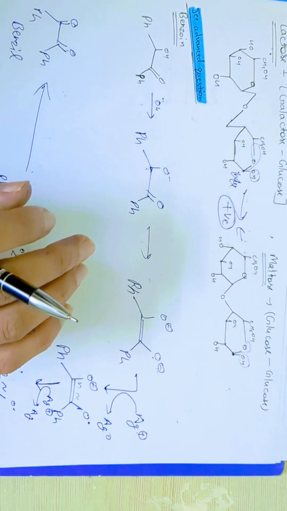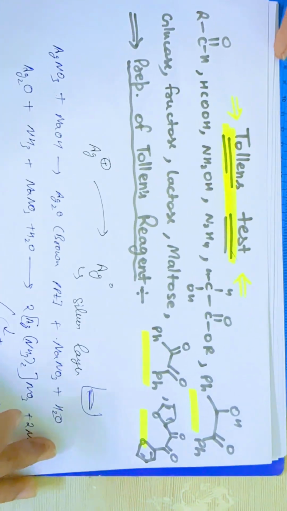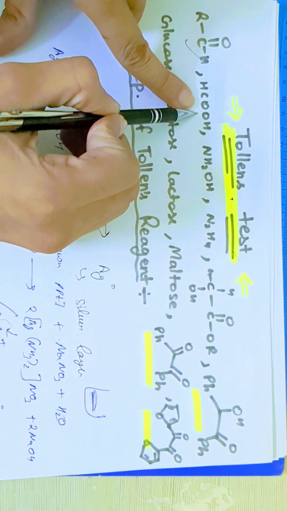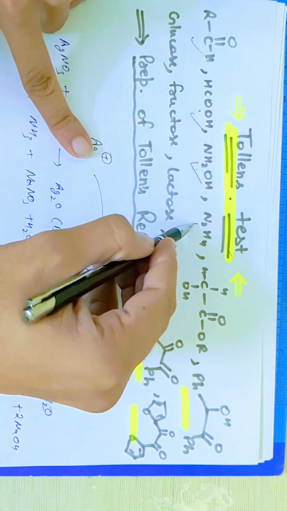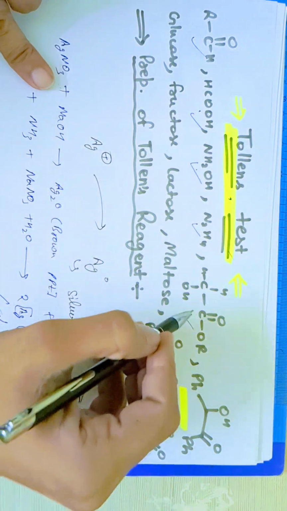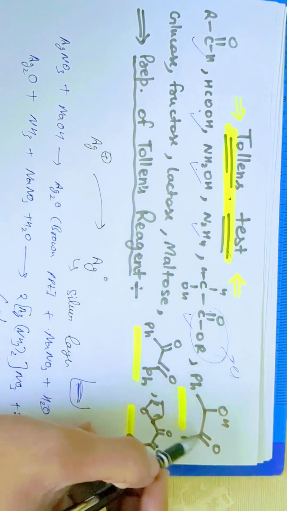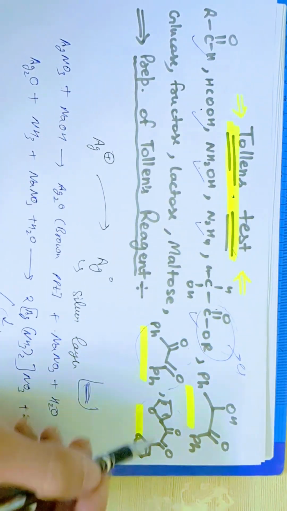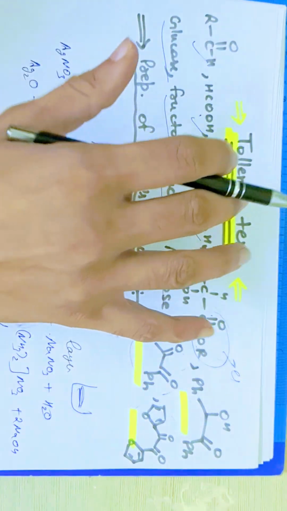Okay, now let me conclude. Tollens test is given by aldehyde, formaldehyde, ammonium hydroxide, N2H4, alpha hydroxyketone, or here is ester. Okay, alpha hydroxy. Here is benzoin, benzil, and other examples maltose, lactose, fructose, glucose. All these species will give positive Tollens test.